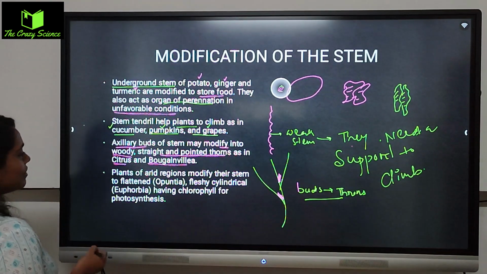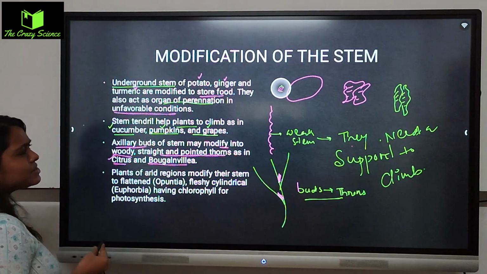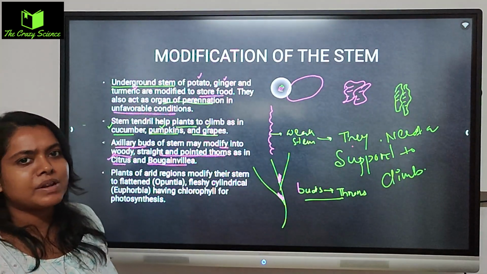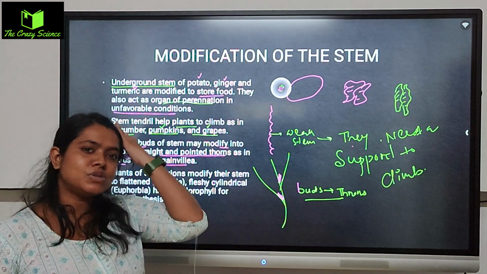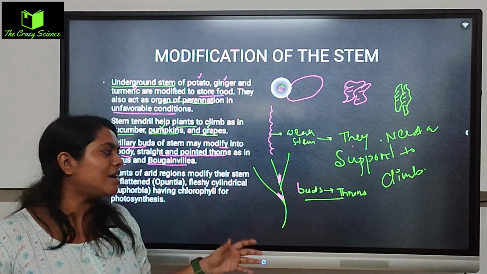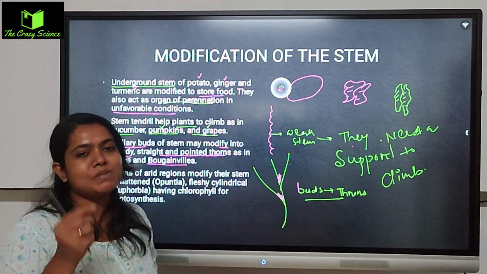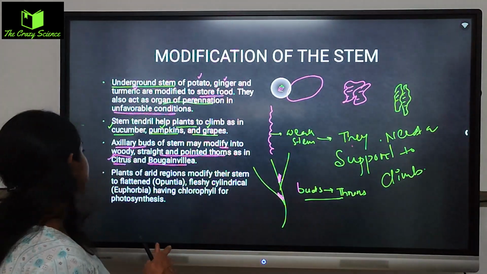Okay, and examples are citrus fruit, any kind of citrus, lemon tree. You will get to see that there are axillary buds, the buds on the side, they convert to thorns, means small kata, they convert.